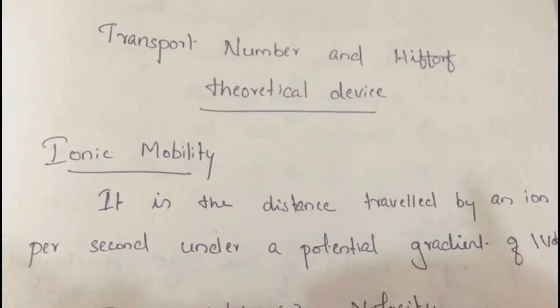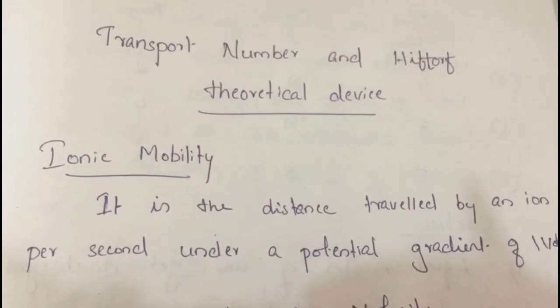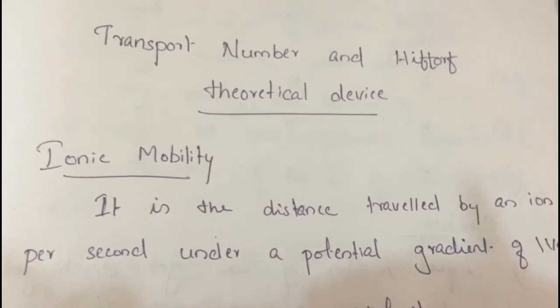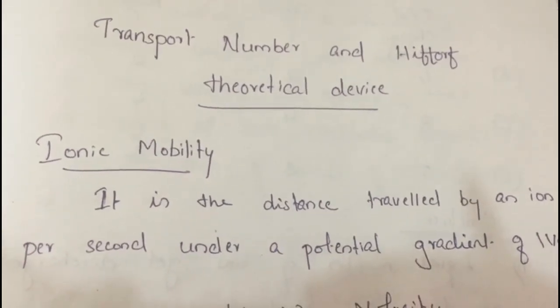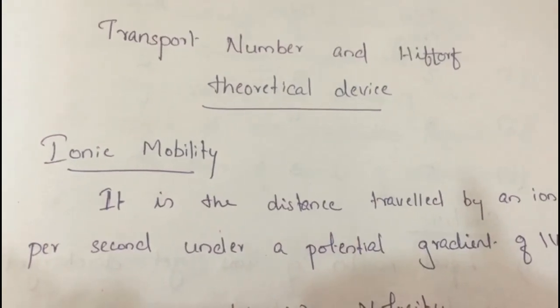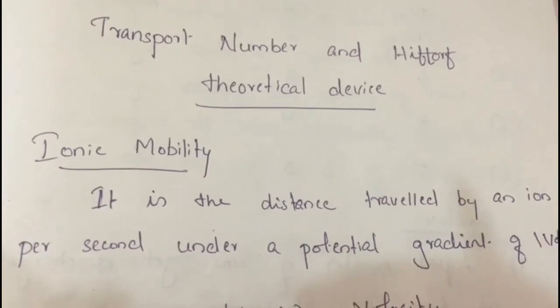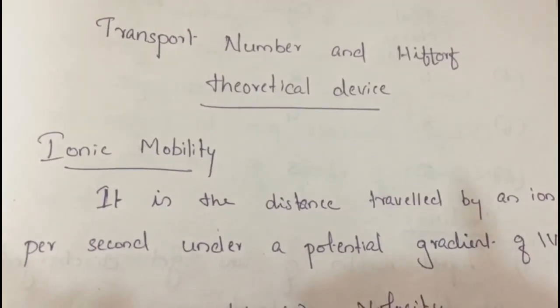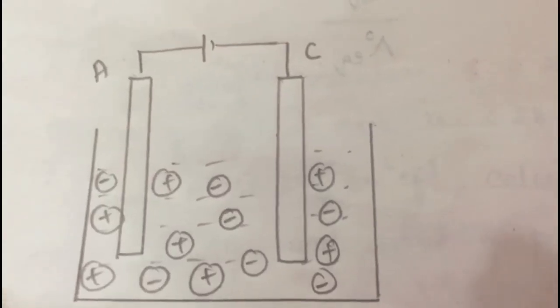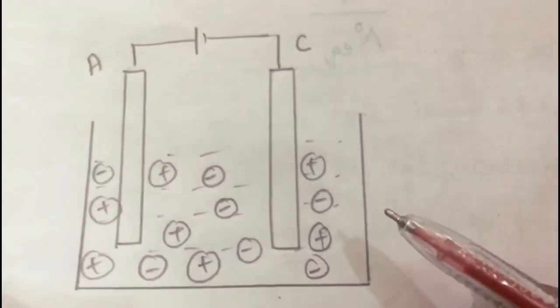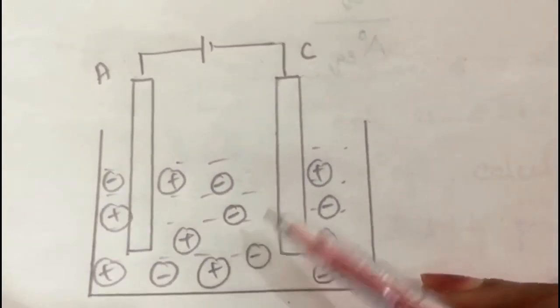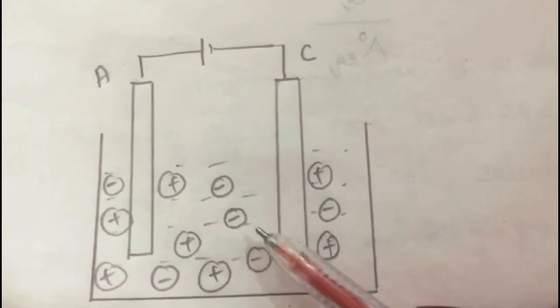Today we are going to discuss transport number and Hittorf's theoretical device. Before discussing transport number, we should know what is meant by electrolysis, what is the discharge of ions, and what is meant by ionic mobility. This is a schematic representation of an electrolytic cell. Here we have the cell, anode, cathode and the electrolyte.